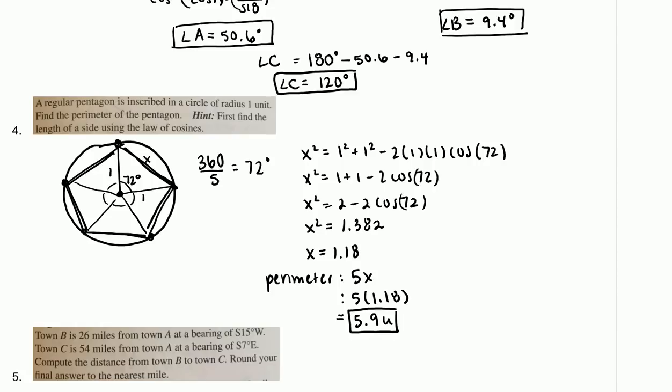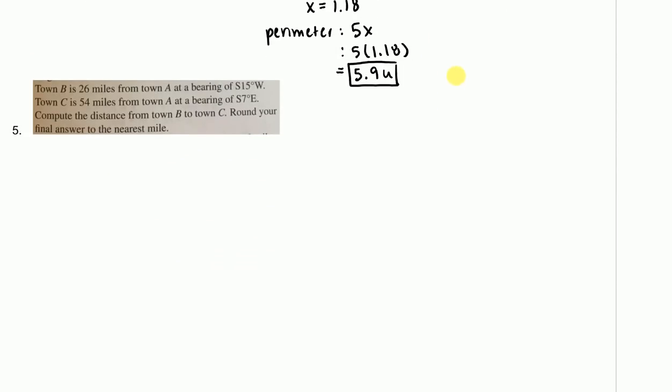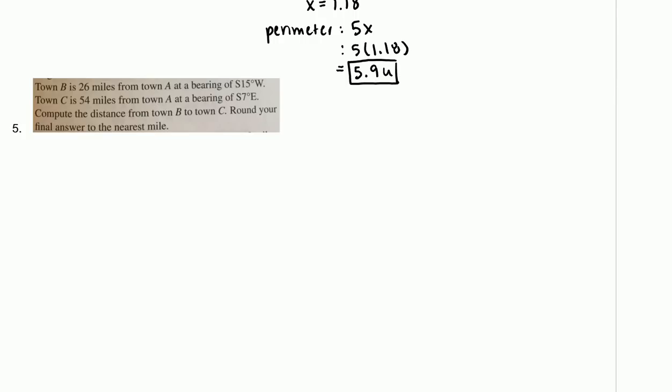Okay, and then the last problem that we're going to look at talks about bearing. So it says town B is 26 miles from town A at a bearing of south 15 degrees west. So whenever we see these bearing type problems, what we're going to do is draw out almost like a compass. So you see north, east, south, and west. So southwest would mean that you're somewhere over here in quadrant 3, southeast would mean that you're somewhere over here in quadrant 4. Northeast would be quadrant 1, northwest would be quadrant 2.